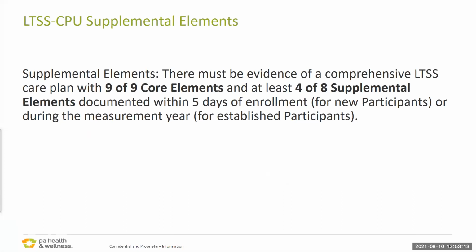Okay, you probably remember from the last time when we talked about supplemental elements that in order to get full credit for supplemental elements, you have to document all 9 of the core elements as well. So the supplemental score is a combination of the core and supplemental. So for this one, you need 9 of 9 core elements and 4 of the 8 supplemental elements that are available to you. And again, they have to be documented within 5 days of enrollment for new participants or during the measurement year for the established participants.